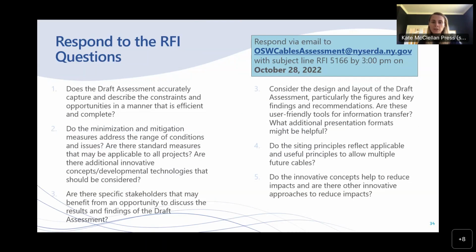And another reminder, the due date for this request for information has been extended from October 14th, which was this Friday, an additional 2 weeks to Friday, October 28th.